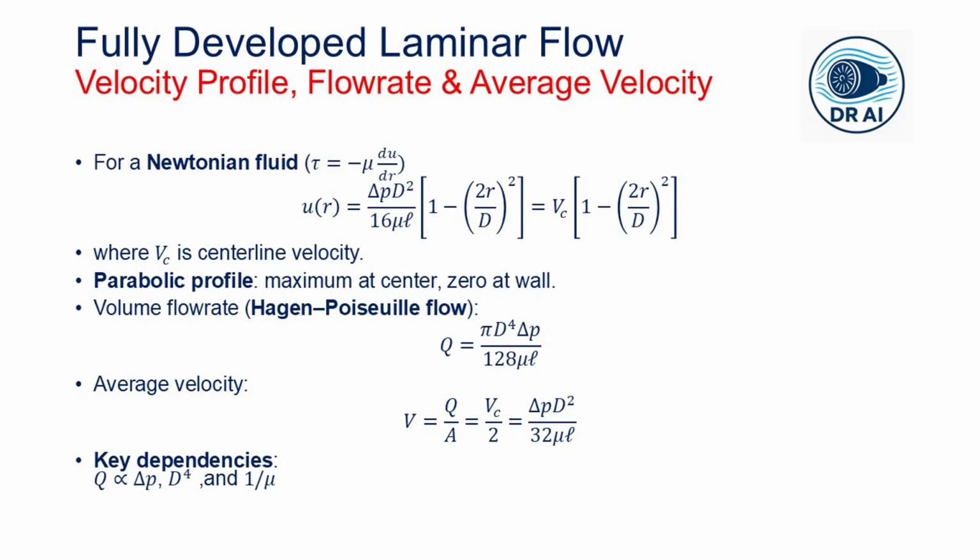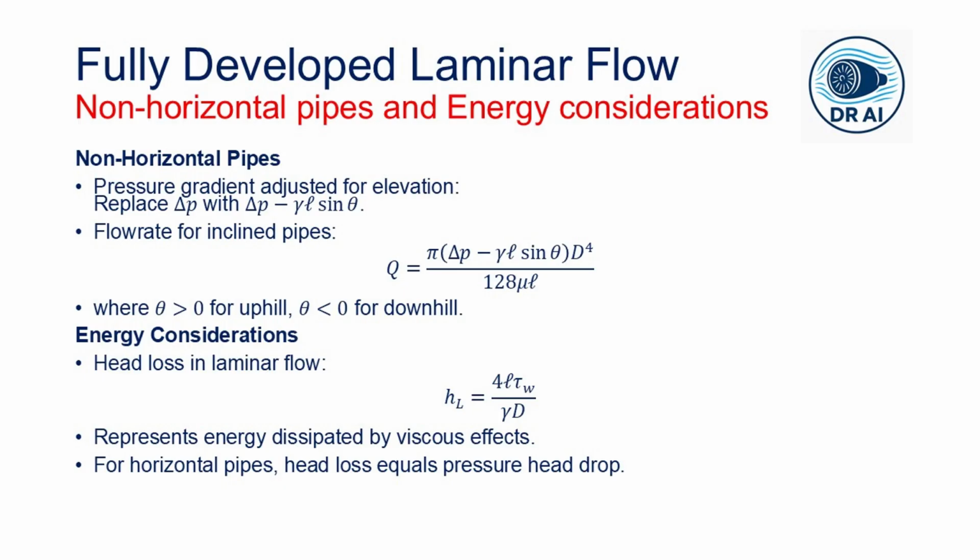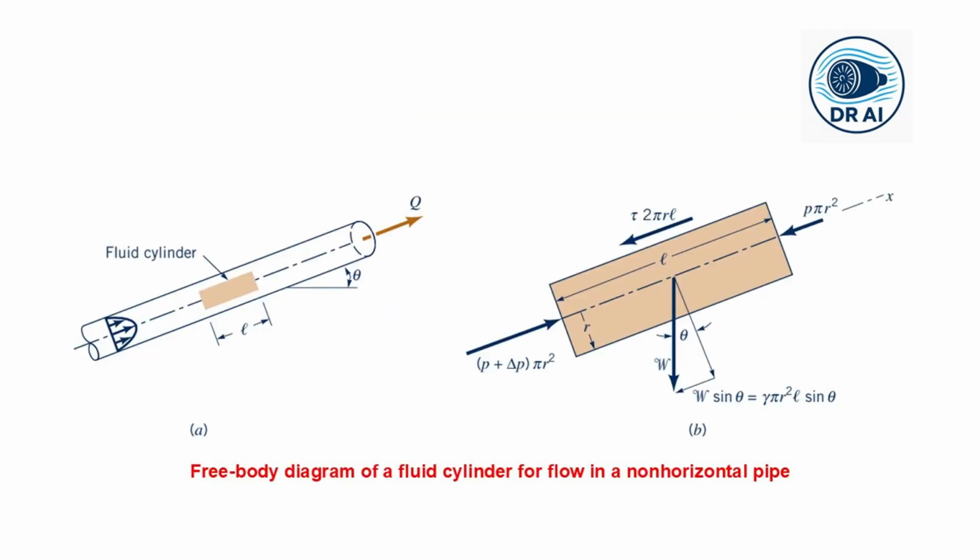Now, coming towards non-horizontal pipes and the friction factor, our derivation assumed a horizontal pipe earlier. But what if the pipe is on a hill? This topic is covered with this particular figure as displayed. Gravity now plays a role. If the pipe is at an angle theta, the weight of the fluid has a component along the pipe axis.